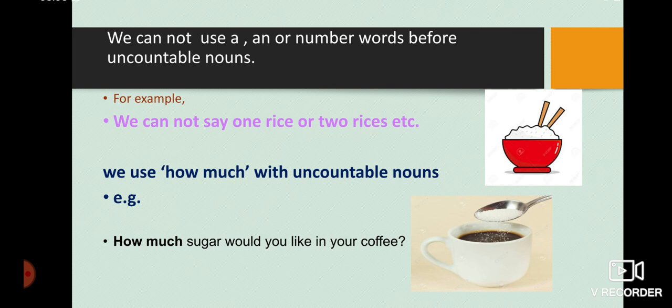Now the question may arise in your mind: how do you identify an uncountable noun? When we do not get an answer using how many, as in how many rice are there, we have to ask the question how much. If I ask you how much rice is there, you can easily answer 200 gram or 400 gram rice is there. So when we get an answer by using how much, the noun is uncountable.